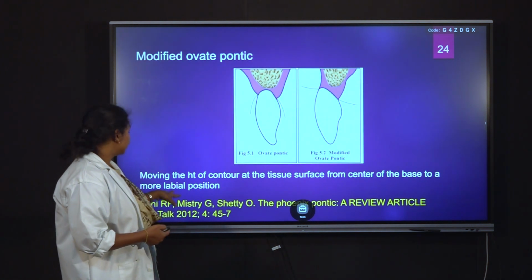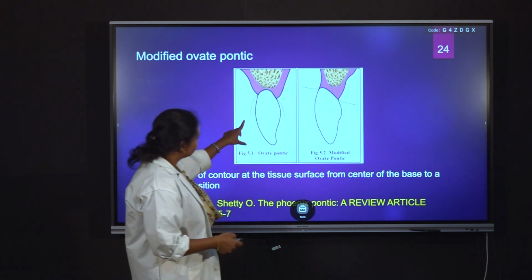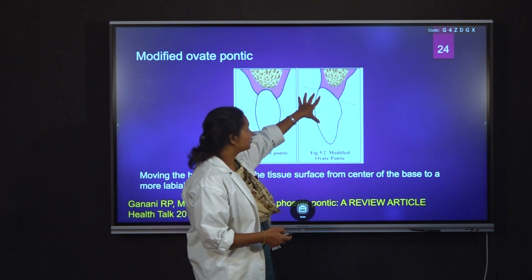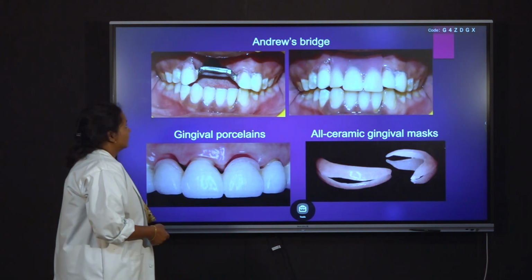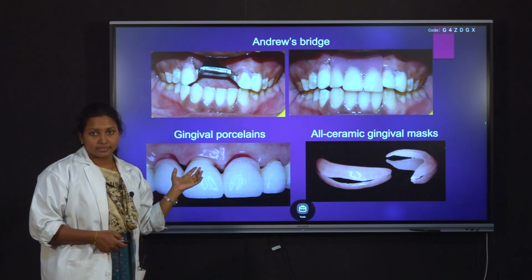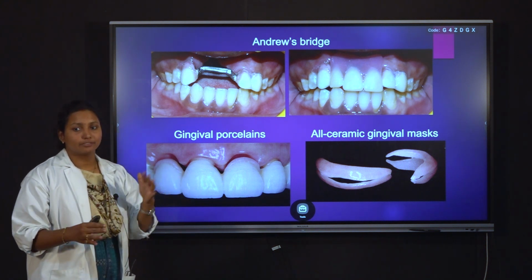This is a modification published by Gnani. This is the same as ovate Pontic, but here the tissue contact is moved more to the buccal surface. This is called Andrews bridge, which we will be giving in a class 3 defect of Seibert's classification, where we will be having both horizontal and vertical defect.